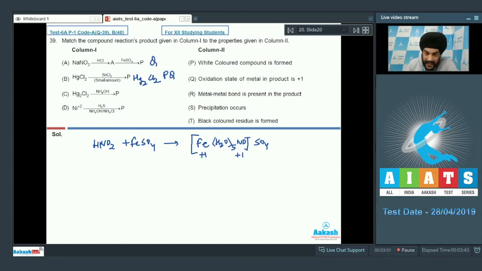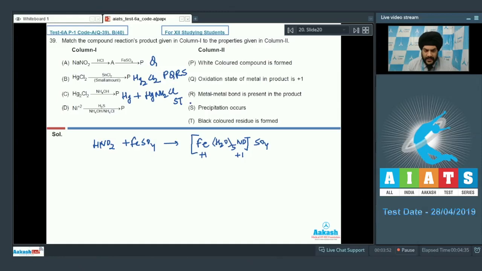Hg is present in a state of +1 in this case. There is a metal-metal bond which is present, so this will also be a match. Precipitation occurs, so this will also be a match. So the second option will be matched with PQRS. If you look at the third reaction now, we have Hg2Cl2 reacting with NH4OH. So this is going to form Hg plus HgNH2Cl. So this will appear as a black colored precipitate or a black colored residue. So for this option, the correct matching will be S and T.